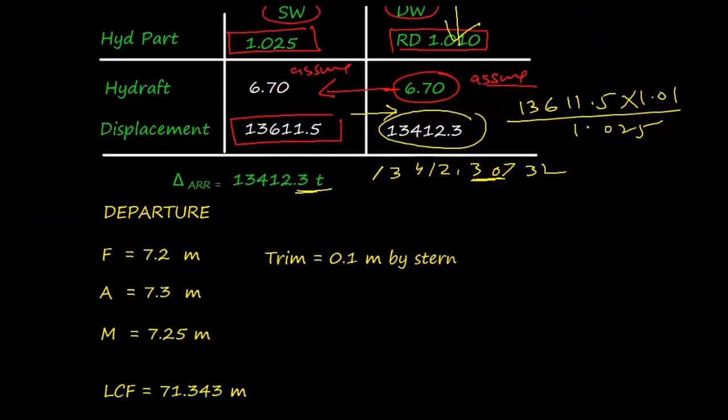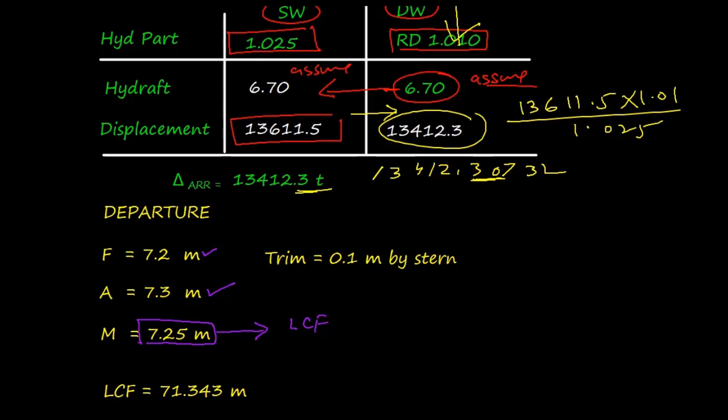What we do, there is still an assumption. This is the forward draft, 7.2. This is the aft draft. So let's find the midship draft. Yes, 7.25. And for 7.25, we need to enter the tablet and find LCF. Okay, so 7.25 LCF.